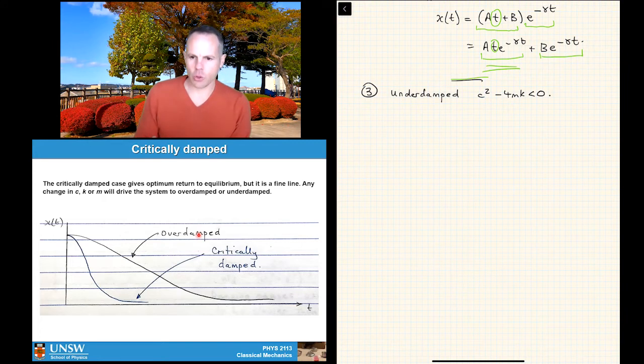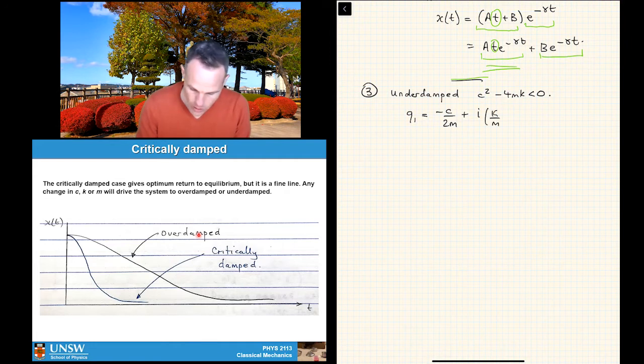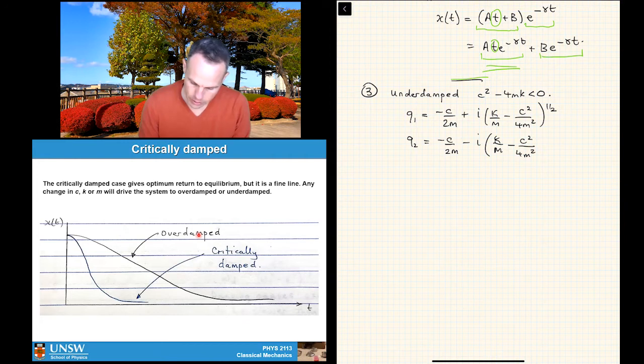And so here we get two solutions, and the solutions are complex, and now you'll see why they're complex. We have Q1, and it will be minus c on 2m, which is always real, so it's the real part of this complex term. Then the square root from the quadratic solution gives you the imaginary component. So this is now i times the square root of k on m minus c squared on 4m squared. Likewise, there's a Q2 term as well, minus c on 2m minus i times the square root of k on m minus c squared on 4m squared, like so. You'll notice both of these are actually complex numbers.